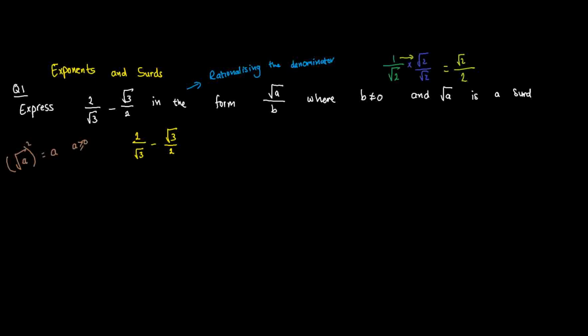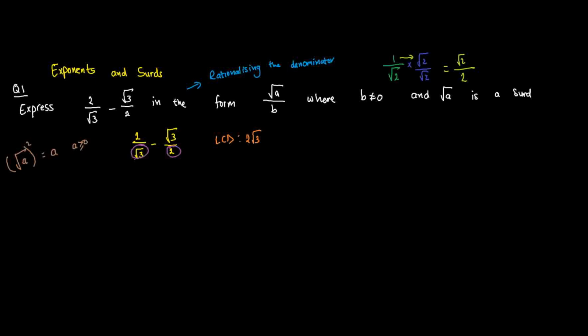Before we start rationalizing the denominator, let's just add these two fractions together. Let's ask ourselves, what is the lowest common denominator? Because when we add or subtract fractions, we have to look for the lowest common denominator. So what's the lowest common denominator between the square root of 3 and 2, right? And the lowest common denominator should be 2 square root 3. So my LCD should be 2 times the square root of 3.